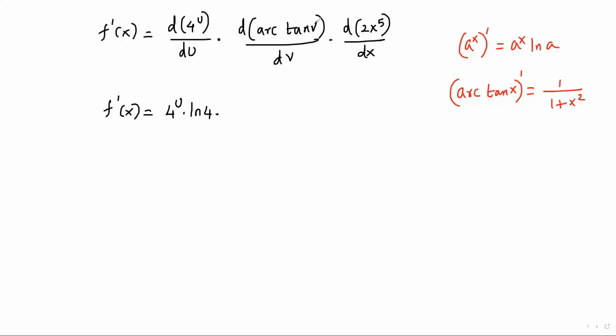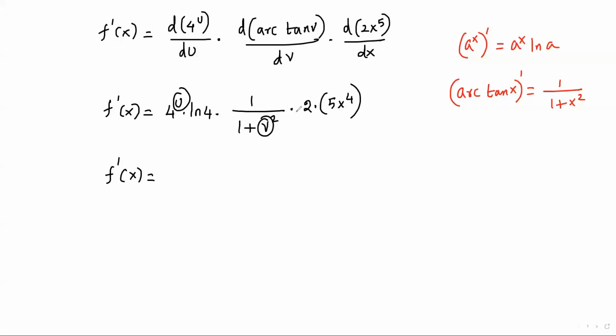Here we have to get the derivative of arctan v with respect to v. I can use this formula, that the derivative of arctan x with respect to x is 1 over 1 plus x squared. So I get 1 over 1 plus v squared. To get the derivative of 2x to the fifth power, I keep the constant 2 as it is, and the derivative of x to the fifth power is 5x to the fourth power.